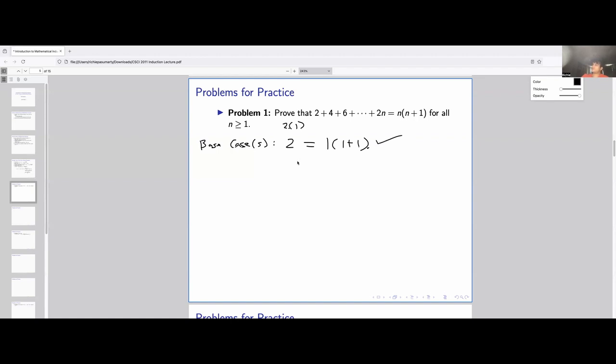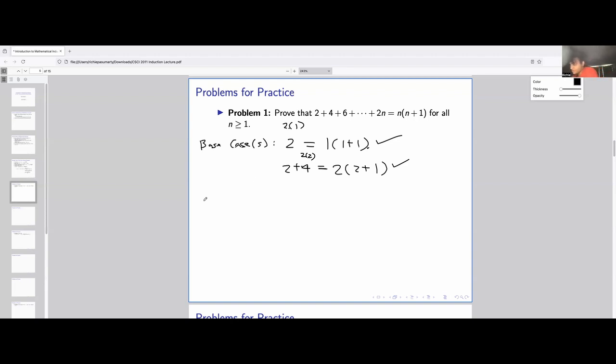So that's good. Okay, let's do it like this. 2 plus 4. 4, you can notice that it's 2 times 2. So this should be equal to 2 times 2 plus 1. Well, is that true? Well, 2 plus 4 is 6. 2 times 2 plus 1 is 2 times 3, which is 6. So this is also true. So our base cases are good.